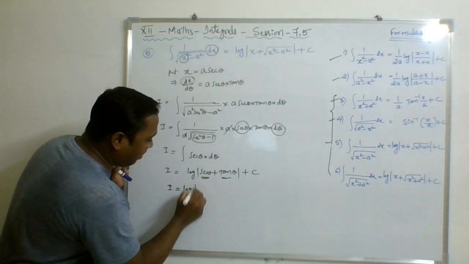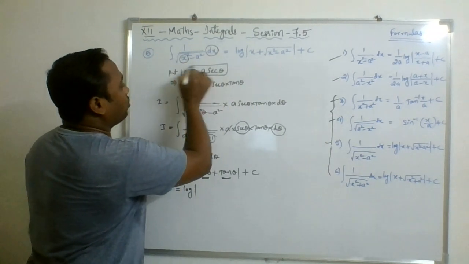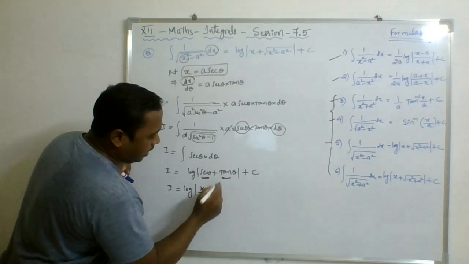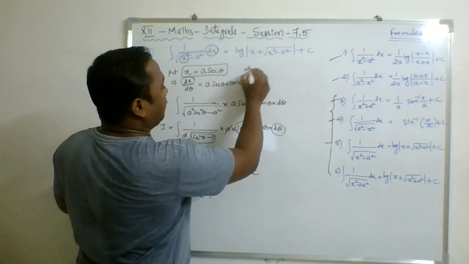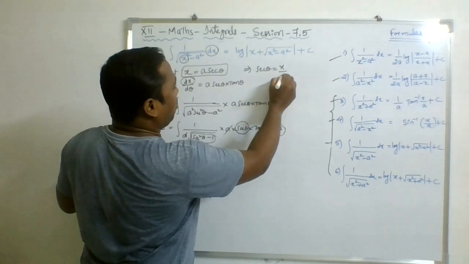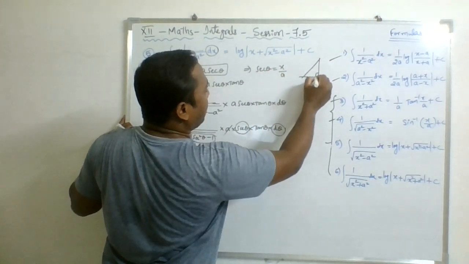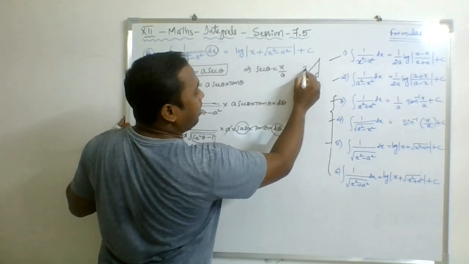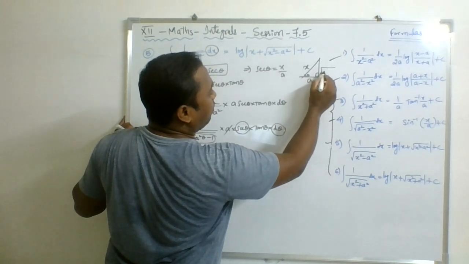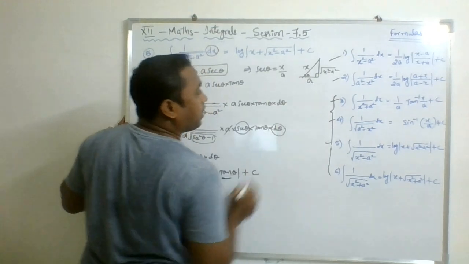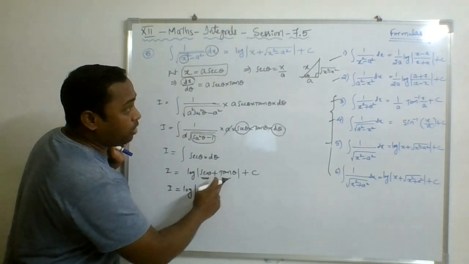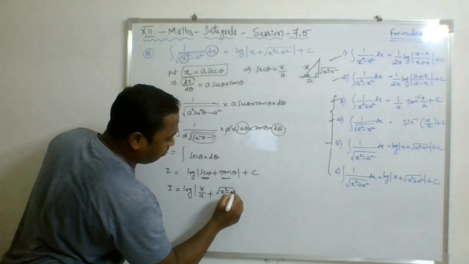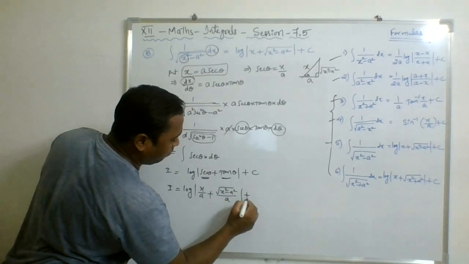So just tell me the sec theta value from the substitution. Sec theta can be written as x upon a. That's it. And tan theta, if sec theta is equal to x upon a, now from the right angle triangle, this is theta. So hypotenuse upon base, hypotenuse x, and the base a, so the perpendicular would be what? Under root of x square minus a square. Now I can replace tan theta with perpendicular upon base. So under root of x square minus a square by a, plus c.